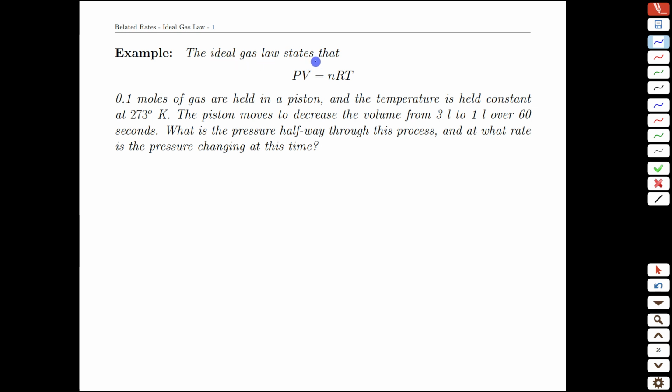In this related rates problem, we're going to be looking at an example from physical chemistry where we look at an ideal gas and it's going to be changing its volume or its temperature, and we want to know how other rates are going to be affected by those changes.